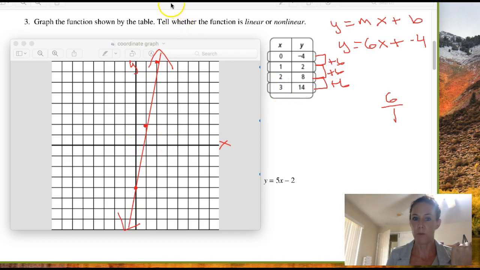Over 3, up 14, which is off the graph. But this would create a line, and I could tell this is linear. Okay, so look at your table. Just go to the graph and plot some points. If it plotted like this and made a parabola shape, then you would know it's not linear. All right, on to the next one.